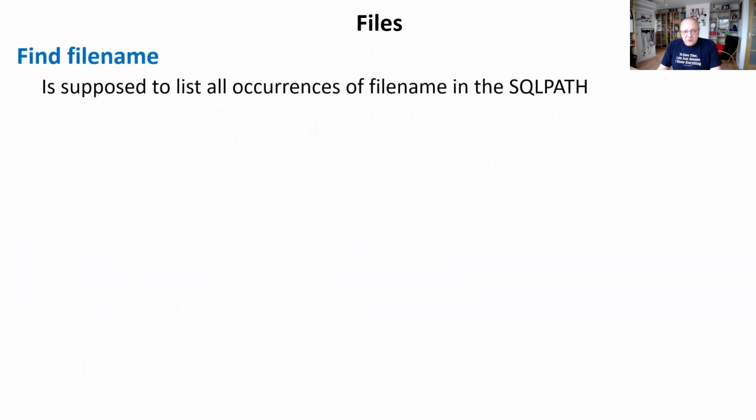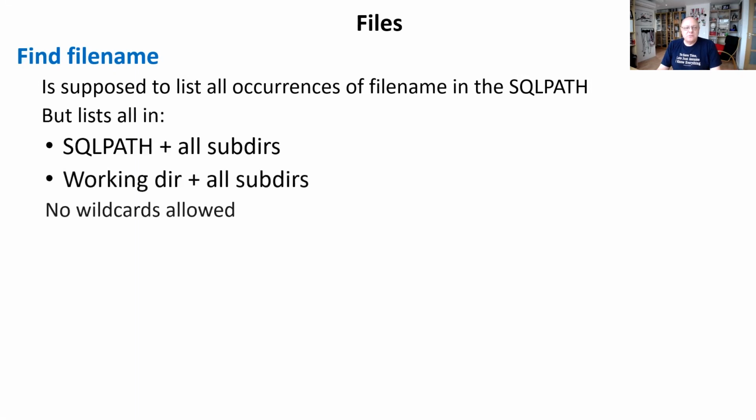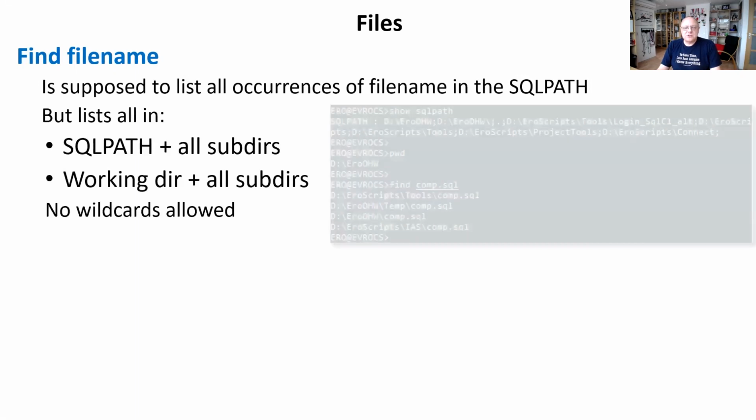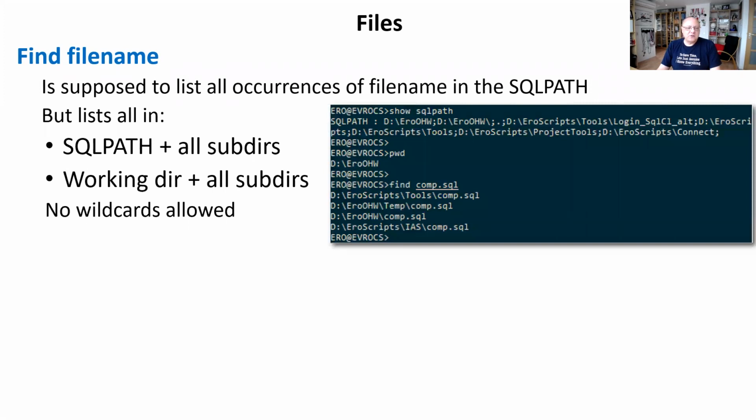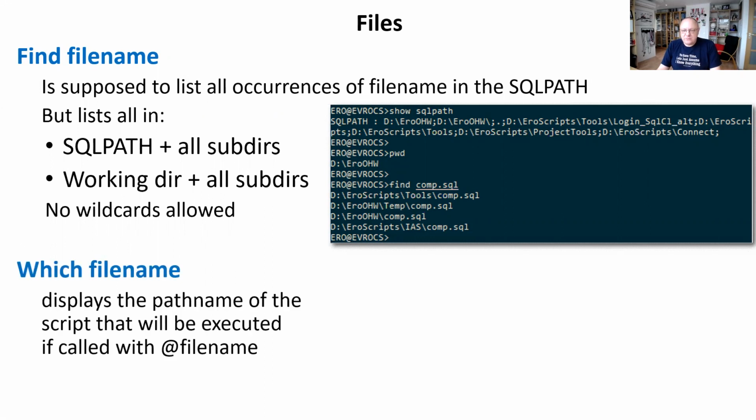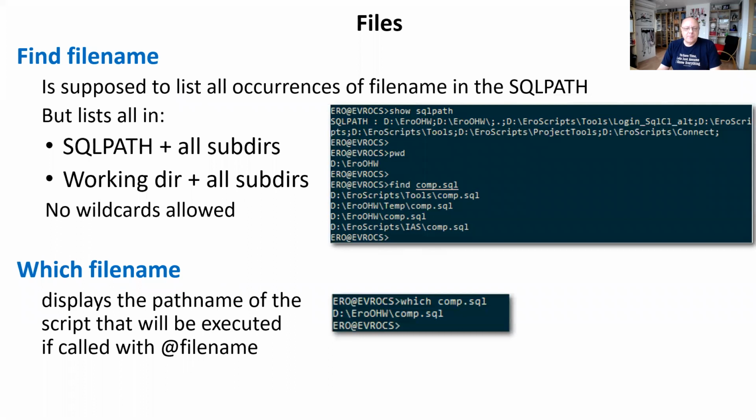You can find file names. Just do a find filename, and it will list all the files in your SQLPATH and in the working directory that match your file name. You can do a which filename. It will give you the file that will be executed if you would use that file name with an @.